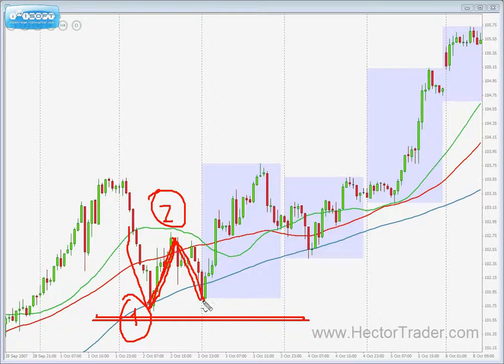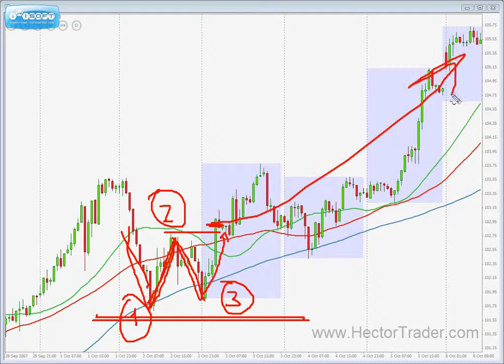They have one last attack, being the aspect number 3, and as it fails, and as it turns around, forms that W formation and takes out the aspect number 2, a few pips above, 2-3 pips above, whatever, is where we trigger our long entry. Right there is where we trigger our long entry, and price moves in our direction.